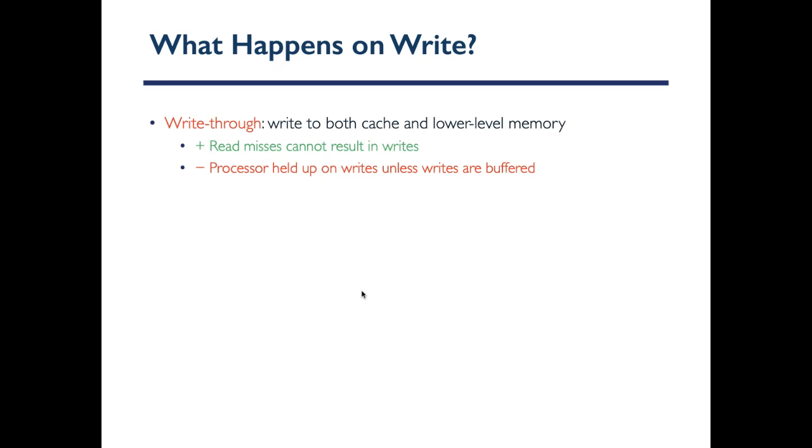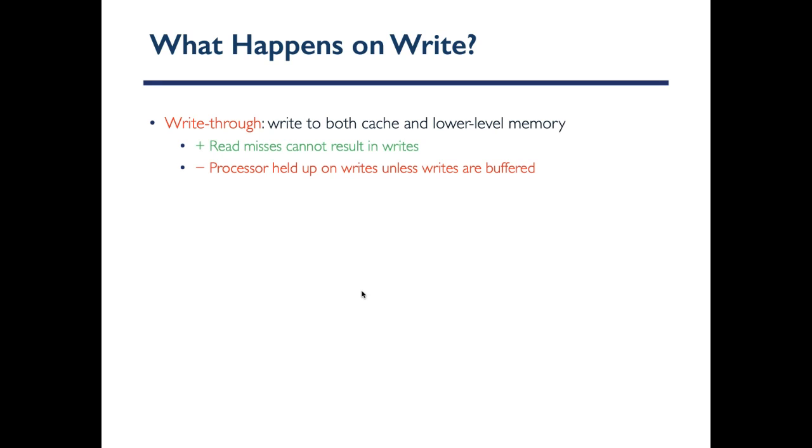So the first one is write through. So if you're going to write to an address, what you do is you not only write to that location in your cache, you also write it to your lower level memory. So basically your write goes through your memory subsystem and gets propagated until it reaches the origin.